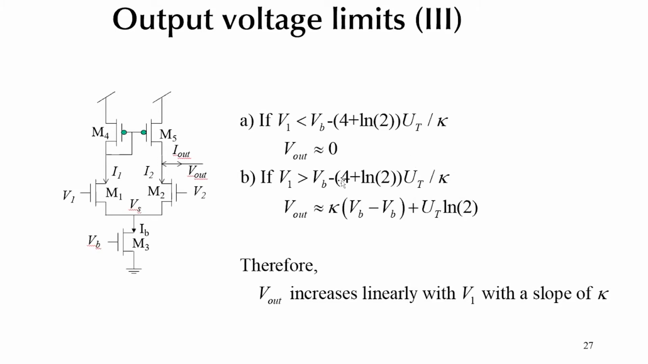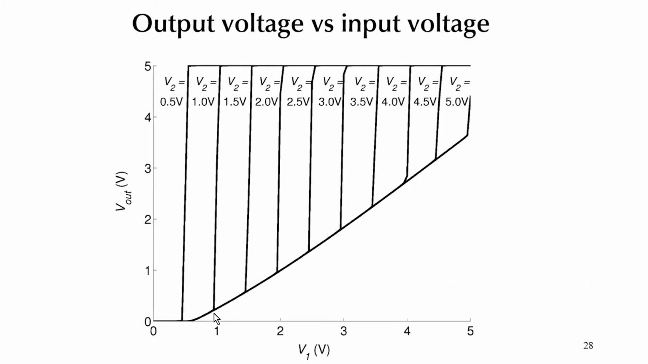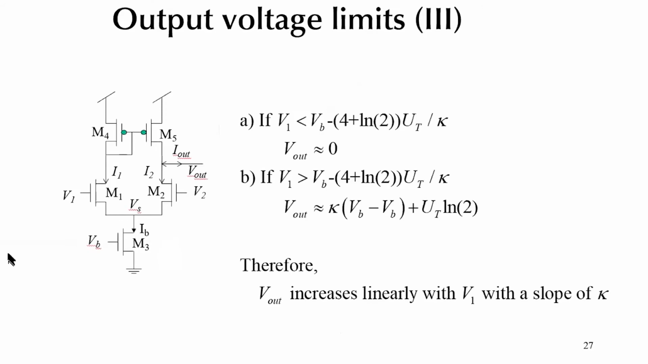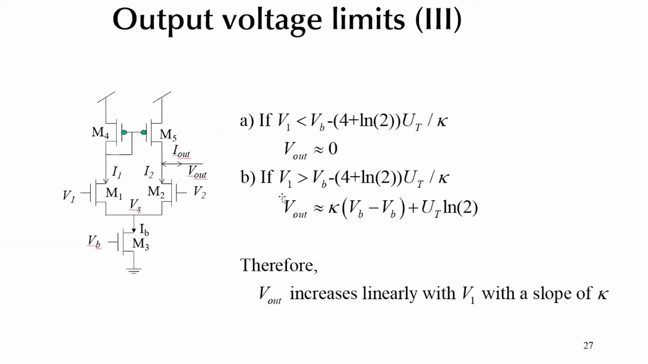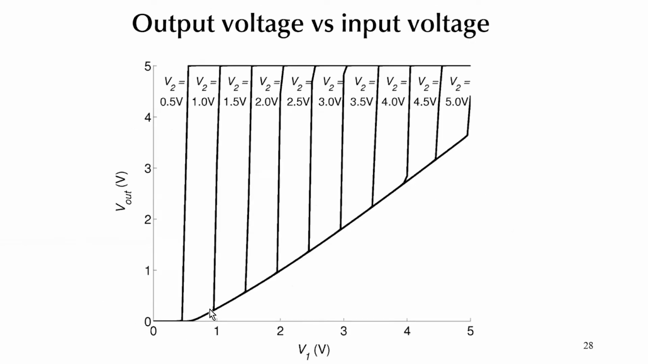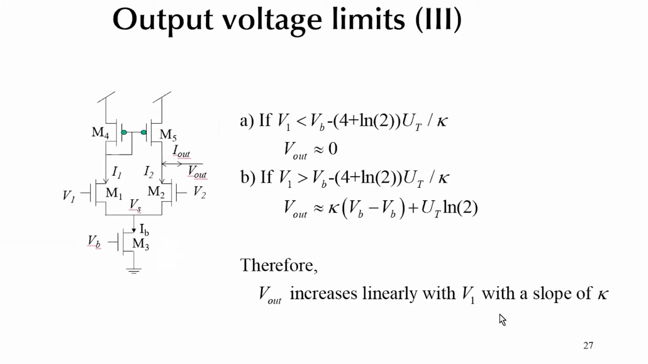And if V1 is greater than this constraint, then you can see that V out is kappa. Again, this is a mistake here. This is V1 minus VB plus UT log of T. So this equation tells you that the output increases linearly with V1 with a slope of kappa, which is what you see here in the slides. You see here? So there is a place where, because of where V1 is sitting, because in this curve over here, you're changing V1, right? And so once V1 is greater than this constraint, then the output voltage will increase in this linear manner, where V out increases linearly with the slope of kappa.